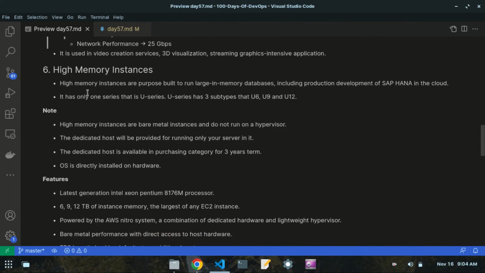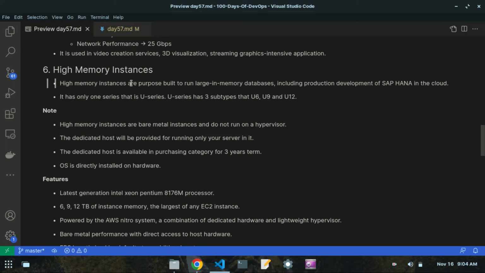Alright, so now let's take a look at the sixth part of the instance, that is high memory instances. So it is by name showing us that it is used for high memory purpose or high usage. So high memory instances are purpose built to run largely on large in-memory databases. Alright, so basically it will provide you the dedicated host. The AWS server will provide you a dedicated host in which you can run your server only. Alright, so that's why it is used for the high purpose.